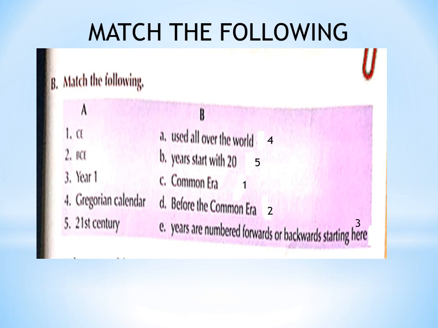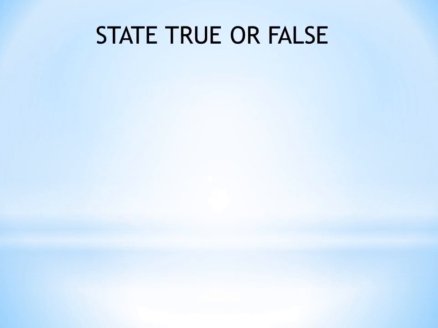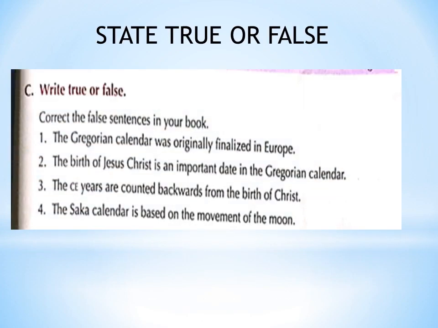Let us move to true or false. Only write true or false; there is no need to correct the false sentences. Number 1. The Gregorian calendar was originally finalized in Europe. This is true. Number 2. The birth of Jesus Christ is an important date in the Gregorian calendar. Very true. Number 3. The CE years are counted backwards from the birth of Christ. This is false. CE years are always counted forward.